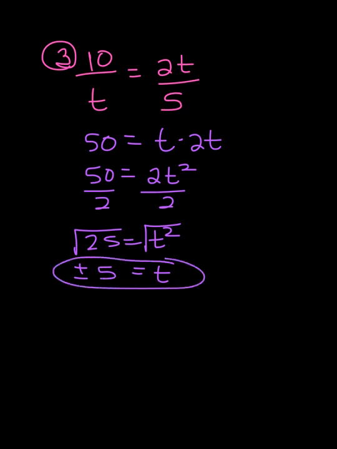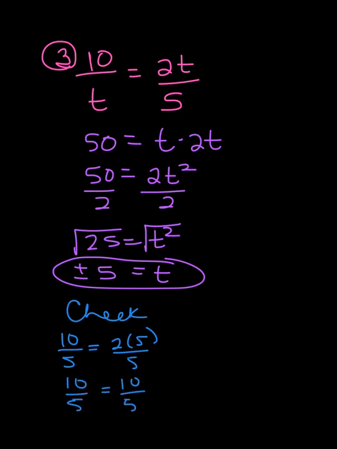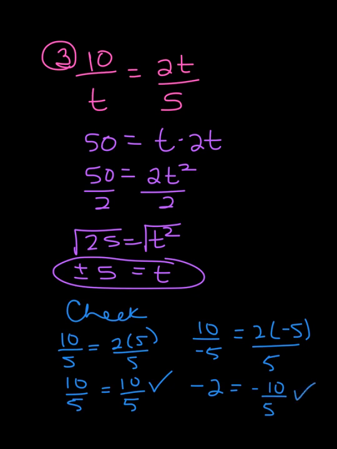Now I can check both of them. So if I check positive 5 first, I have 10 over 5 is equal to 2 times 5 over 5. So this is 10 over 5 is equal to 10 over 5. So that's good. Same thing with negative 5. I have 10 over negative 5 is equal to 2 times negative 5 over 5. So on the left-hand side, this gives me negative 2. And on my right-hand side, I get 2 times negative 5, which is negative 10 over 5, which is also negative 2.